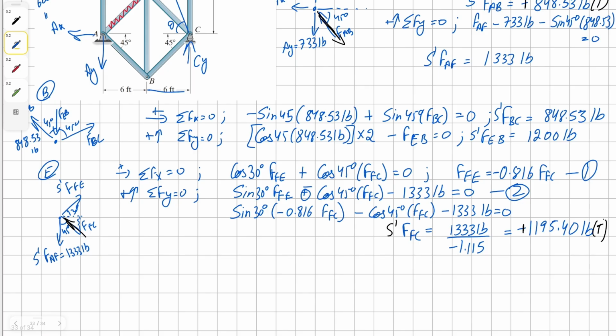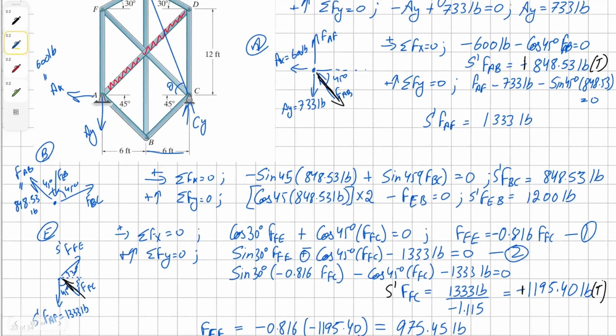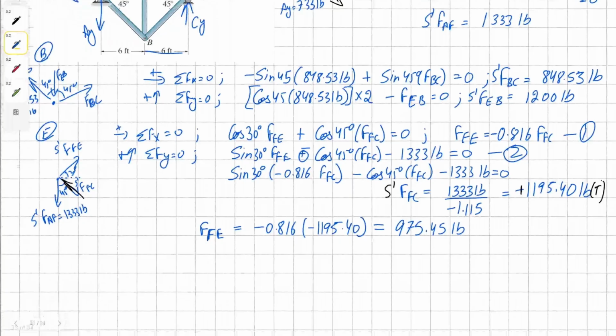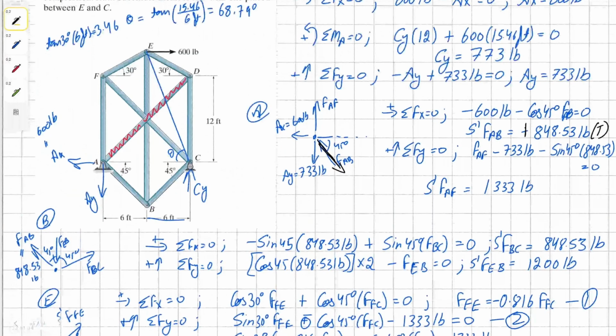And now we can plug the value of force FC into equation 1. Solving for force FE, we got a solution of 975.45 pounds. And this means this member is in tension, and pardon me, I don't know why I said it's in tension, it's in compression. That's S prime FC.